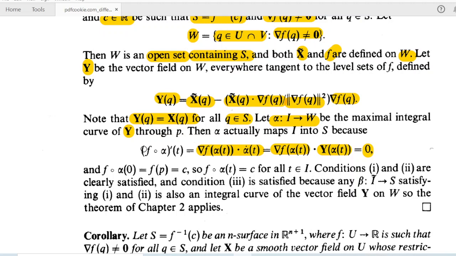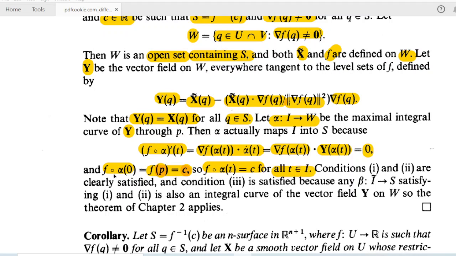Derivative 0 means, what is f composition alpha of t? It will be a constant. f composition alpha of t will be a constant. If you put t equal to 0, we get f composition alpha of 0 is equal to constant. Now f composition alpha of 0 can be written as f of alpha of 0. Alpha of 0 is P. So f of P is equal to c. So you get f composition alpha of t is equal to c for all t belonging to I.